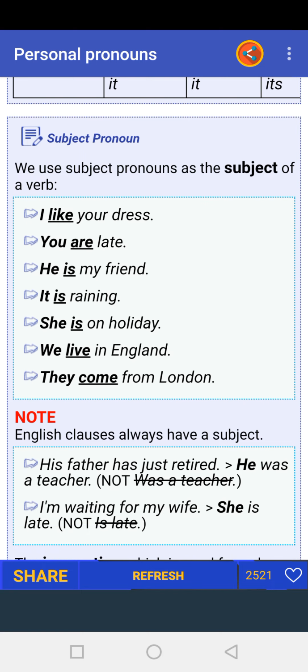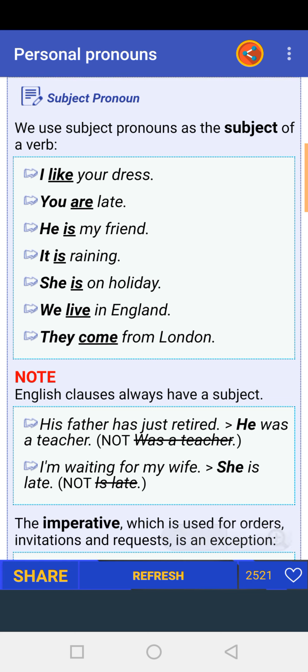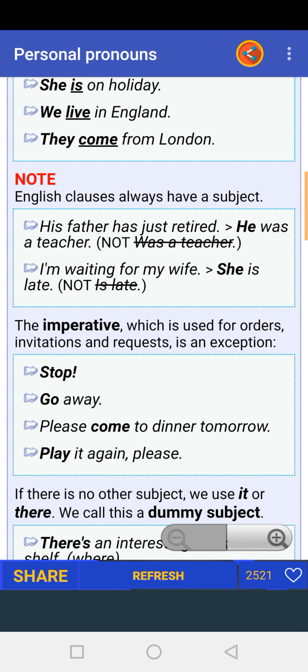We use subject pronouns as the subject of a verb. So, I like your dress. So the subject here is I and the verb is like. I like your dress. You are late. He is my friend. It is raining. She is on holiday. We live in England. They come from London.